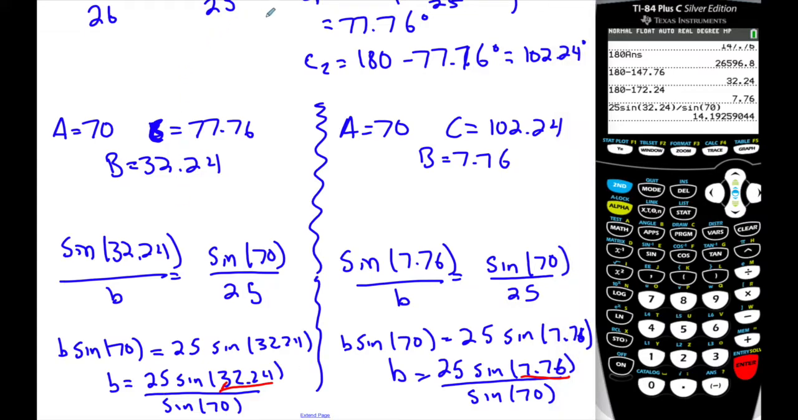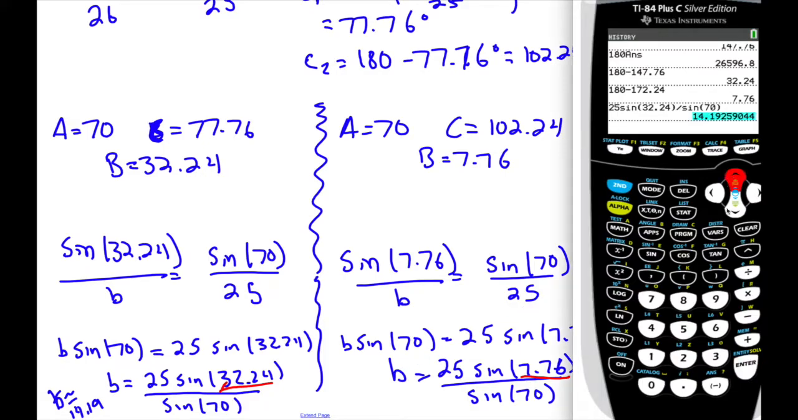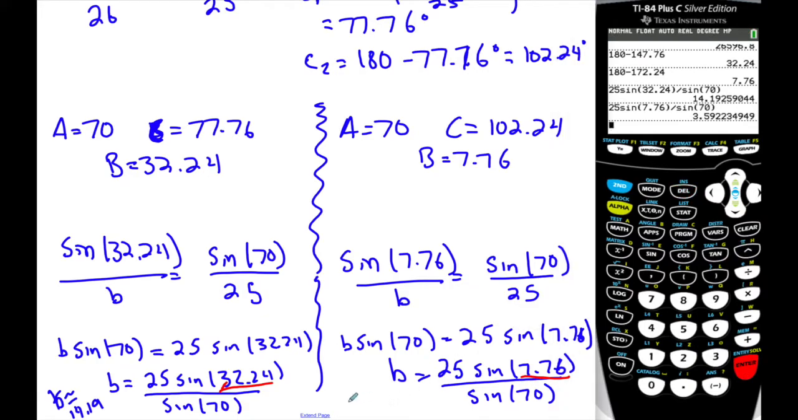So here, B is about 14.19 units. And now if I go up, and I'm just going to click go up, I'm going to take my 32.24. Hopefully I didn't overclick there. And change it to 7.76. Pull that back. And now try this. And I get B is equal to about 3.59.